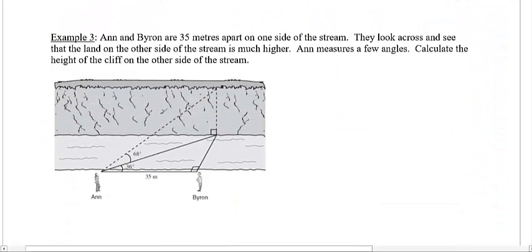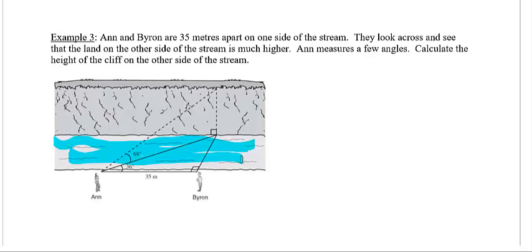Not a problem there. But now let's take a look at number 3. This is a kind of weird diagram, so let's read this together. Anne and Byron, they're 35 meters apart on one side of the stream. So if you think about this here, this is the stream, this is the water. They look across and see that the land on the other side of the stream is much higher. So Anne actually measures a few angles. This is the water. This is kind of like a wall. And then up here is where there's land for the walk.